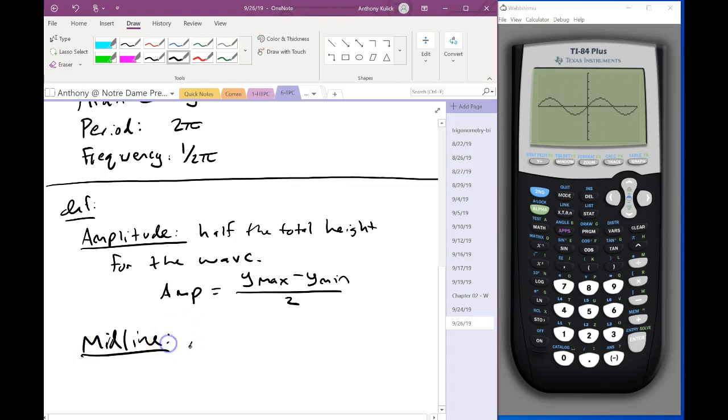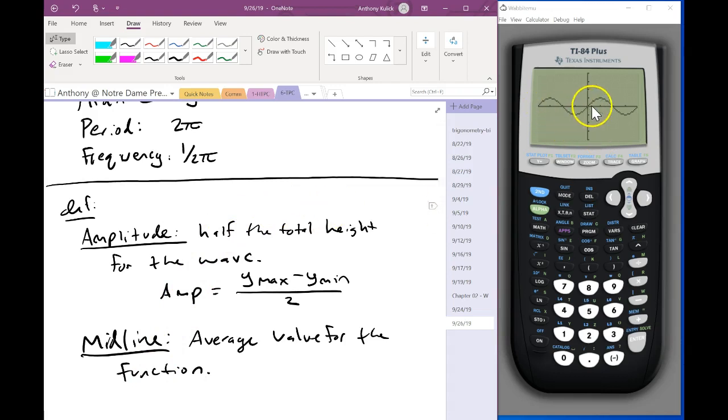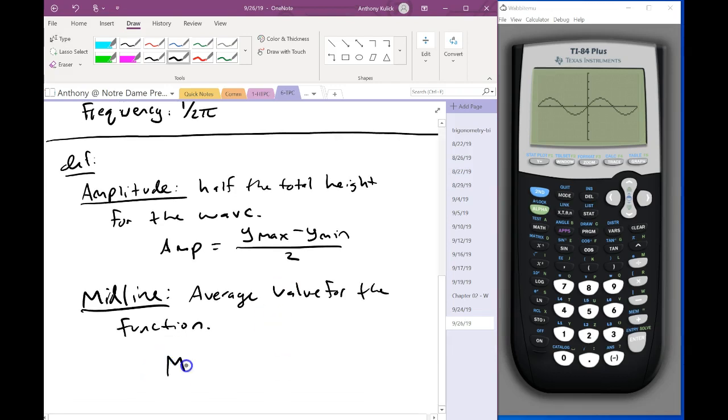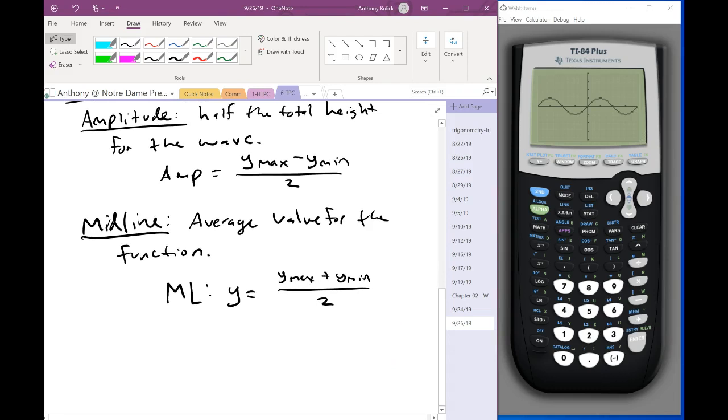The midline is the average value, or y-coordinate, for the function. What average value really means is that basically half the graph is above this line and half the graph would be below this line. So if we look at y equals 0, which is the same as the x-axis, it looks like about half the graph is above and an equal part is below, right? That's what we mean by a midline. There's equal parts above and below whatever horizontal line we're drawing in. So we can find that by taking y max plus y min and dividing it by 2. Literally the average formula, right? We're just averaging the y-coordinates.